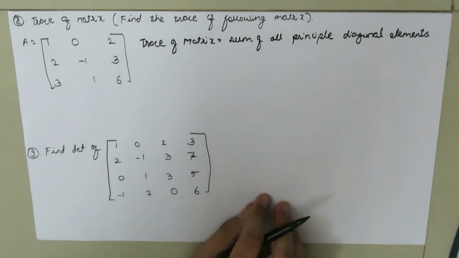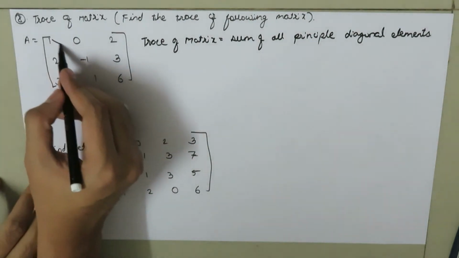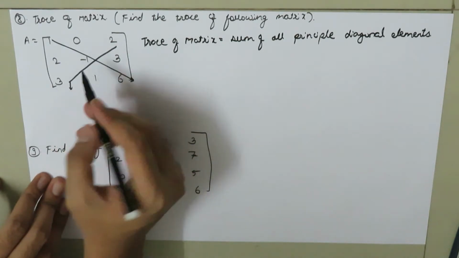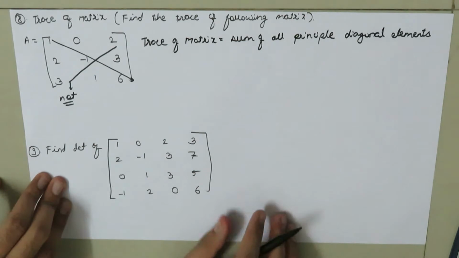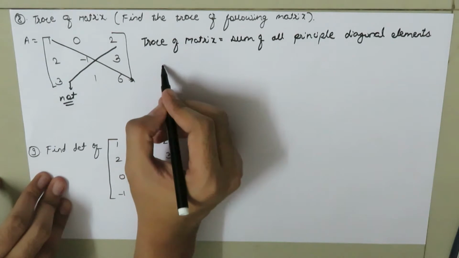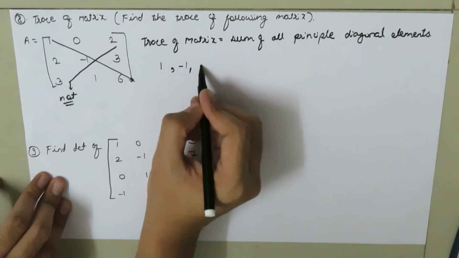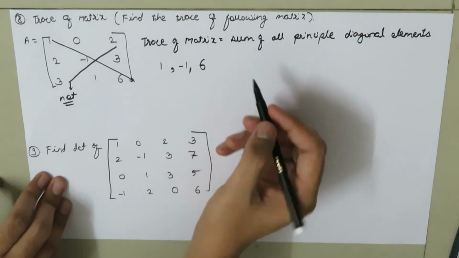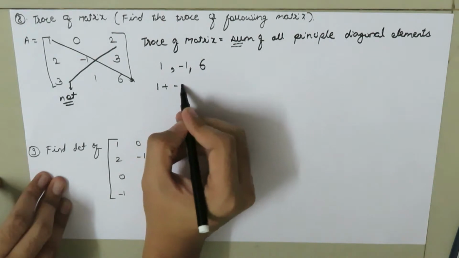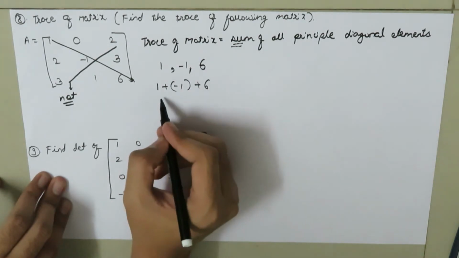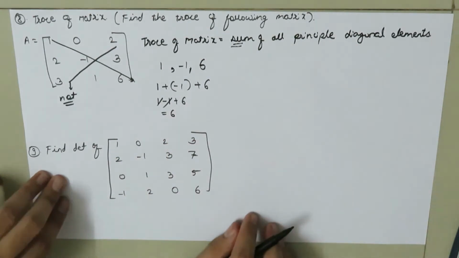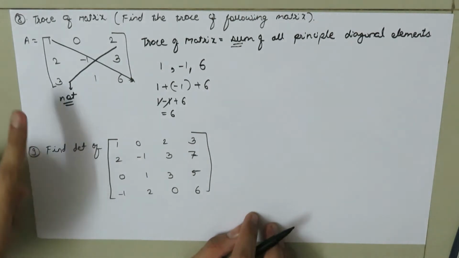So here, this is called the principal diagonal, and not this. This is not our principal diagonal; our principal diagonal is this. So the elements of the principal diagonal will be 1, -1 and 6. The trace of the matrix is the sum of all these elements. So 1 plus -1 plus 6, which is 1 minus 1 plus 6, which is equal to 6. So the trace of this matrix is 6.